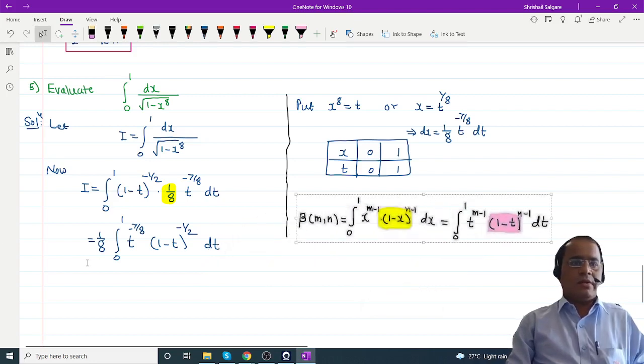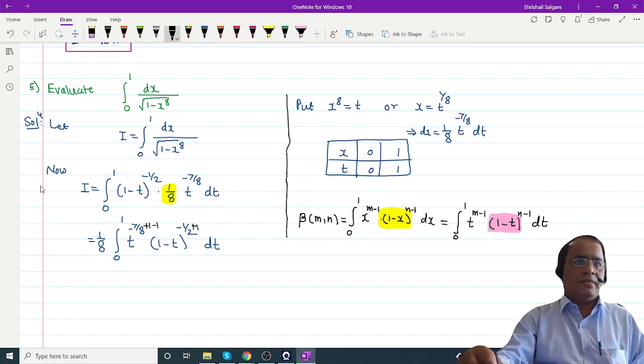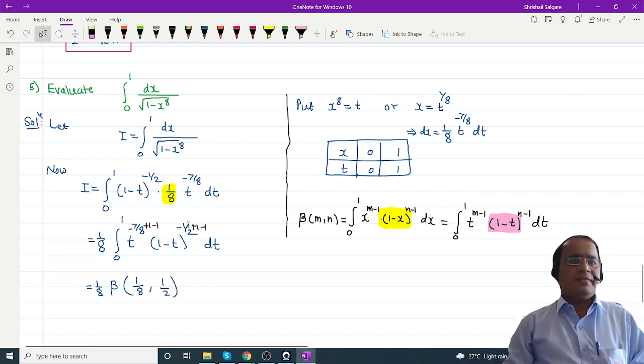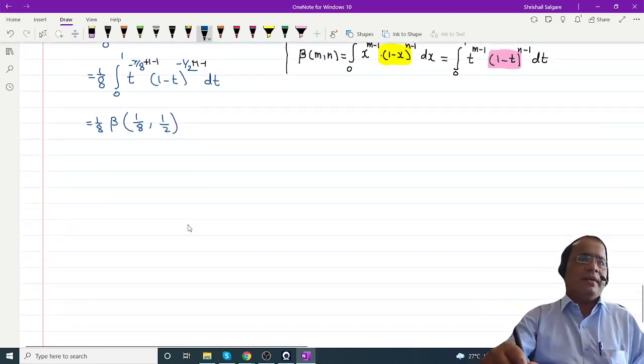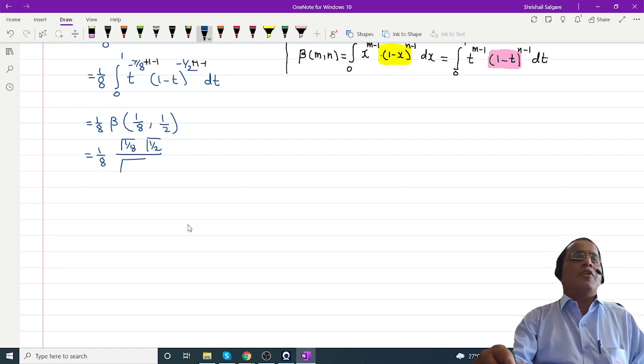Sir, the values of m and n are 1 by 8 and 1 by 2. Very good, correct. So it can be further adjusted as plus 1 minus 1, plus 1 minus 1. So it should be 1 by 8 into beta of 1 by 8, and what is the second one? 1 by 2. Further, can we simplify it? Let us write in gamma. So this can be written as 1 by 8 into gamma of 1 by 8, gamma of 1 by 2. What is the denominator? Yes, 5 by 8.